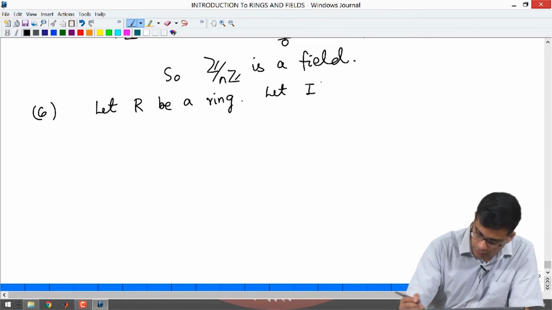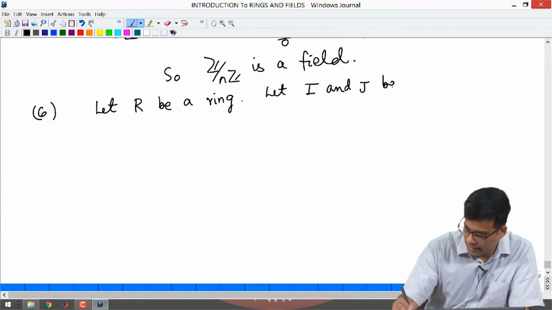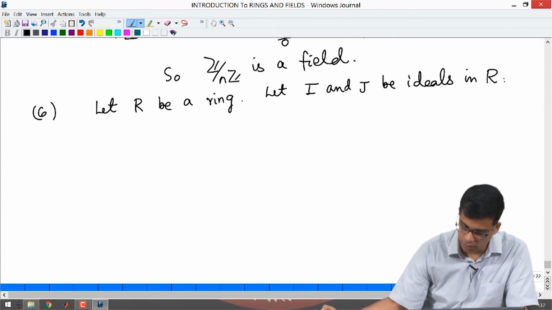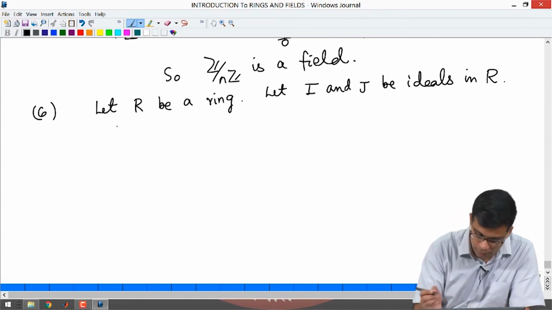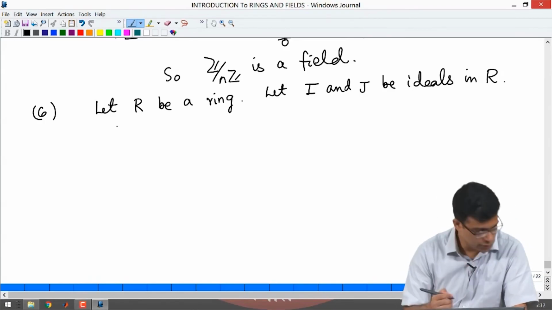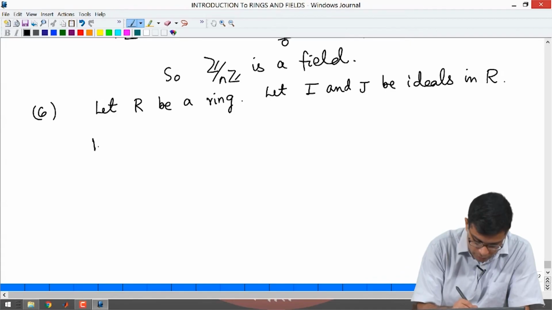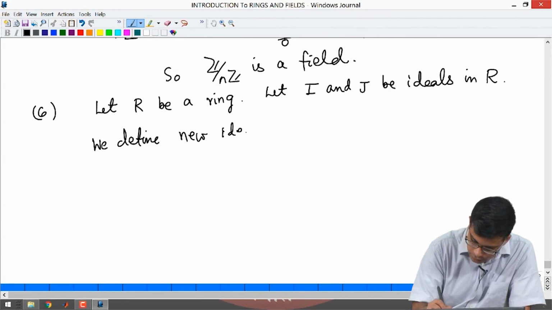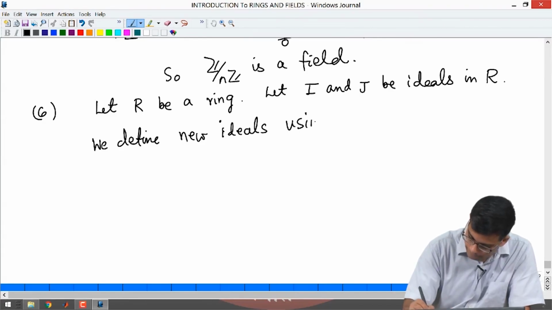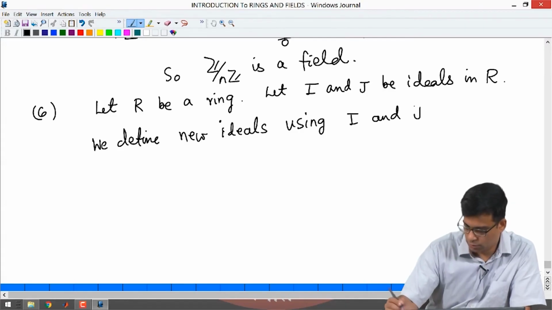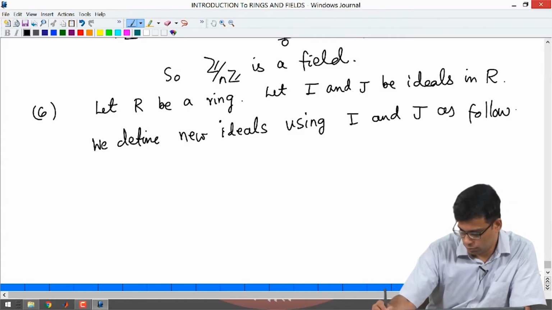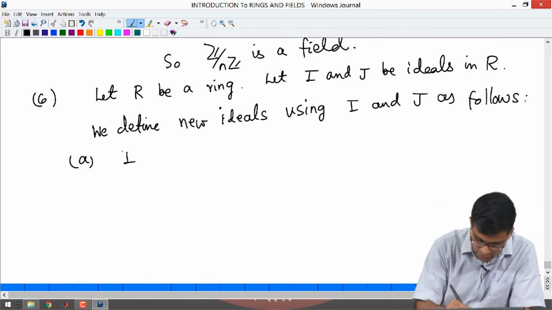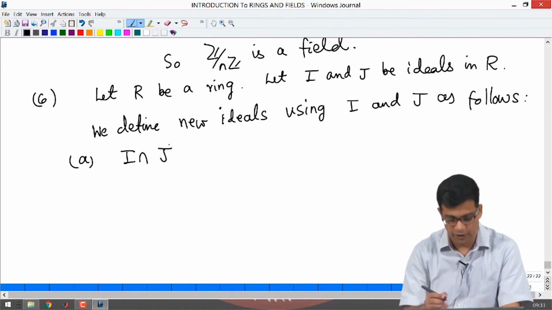Let R be a ring and let I and J be ideals in R. We want to define certain operations on I and J. So, we define new ideals using I and J as follows. The first one is a very simple one, it is just set theoretic, the intersection of I and J. So, what is this?